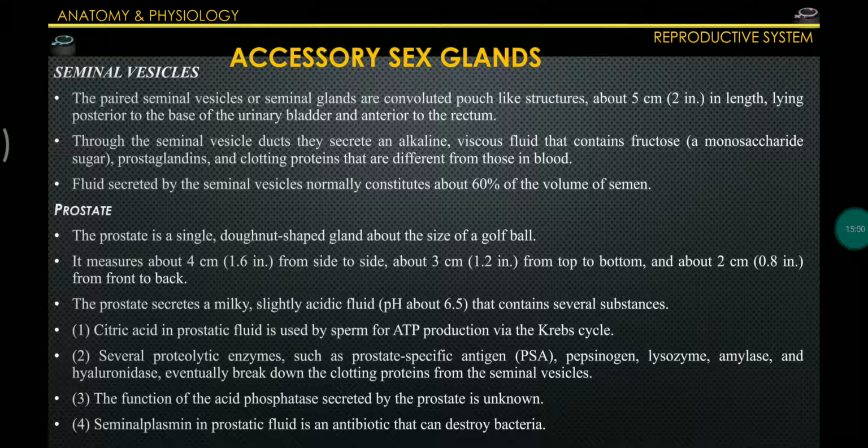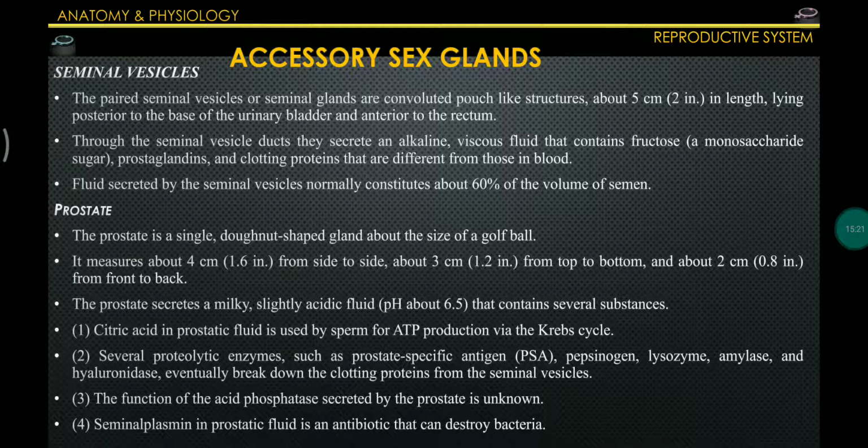Whereas the prostaglandins help in the movements of sperm cells. So 60% of the entire volume of the semen is constituted by the fluid secreted by the seminal vesicles. Hence the secretion altogether is called semen.